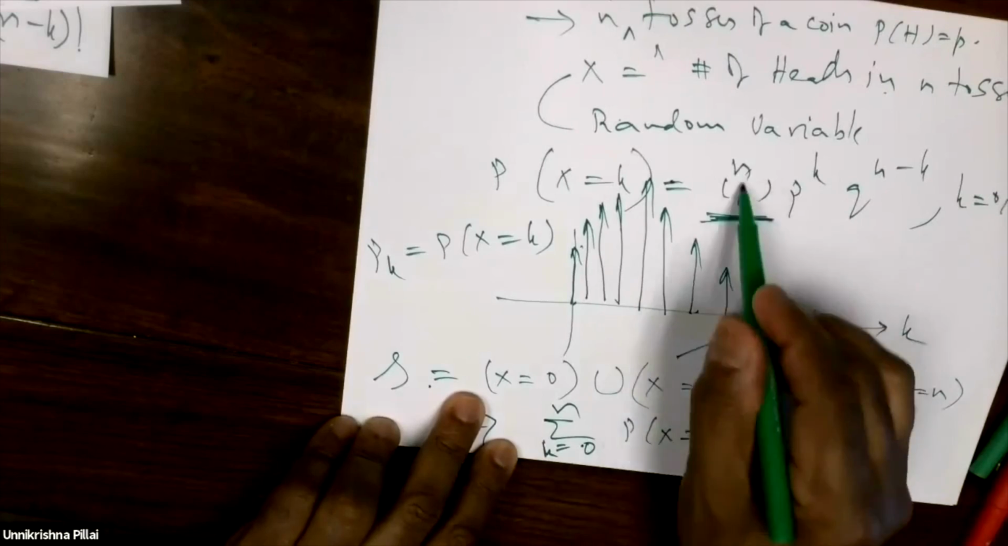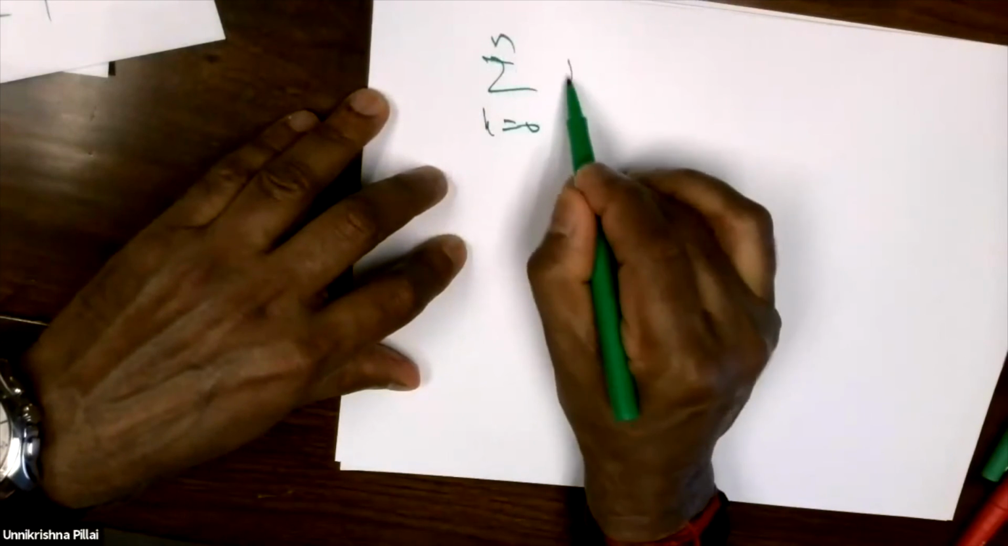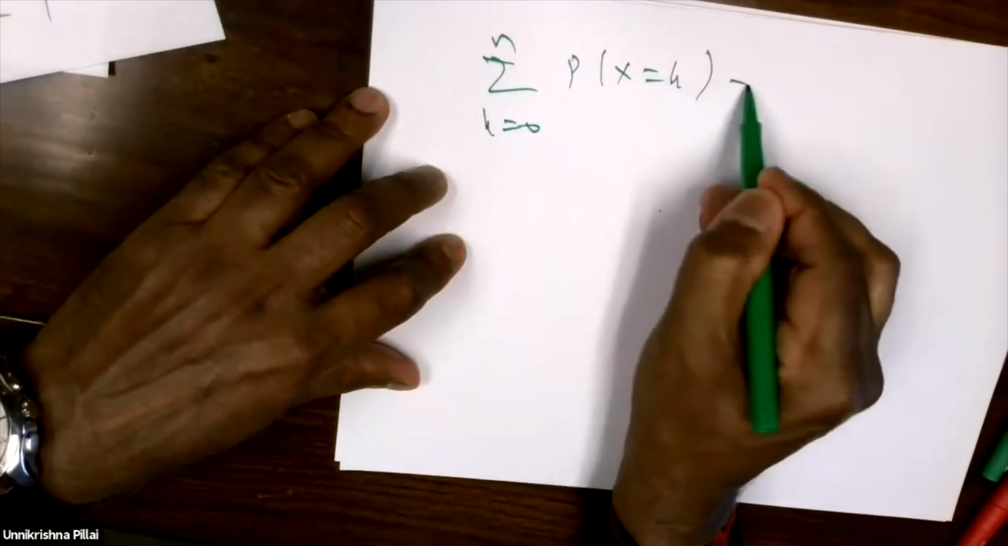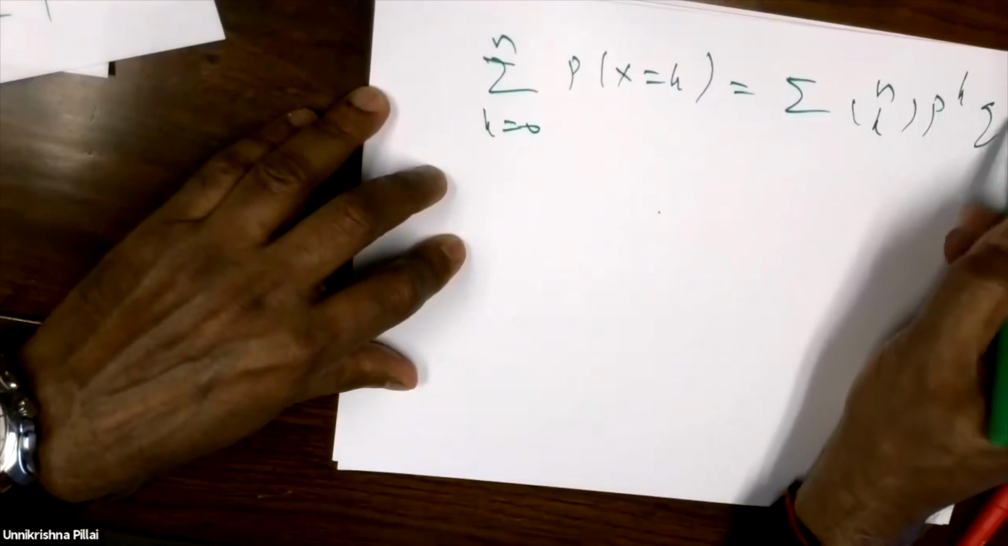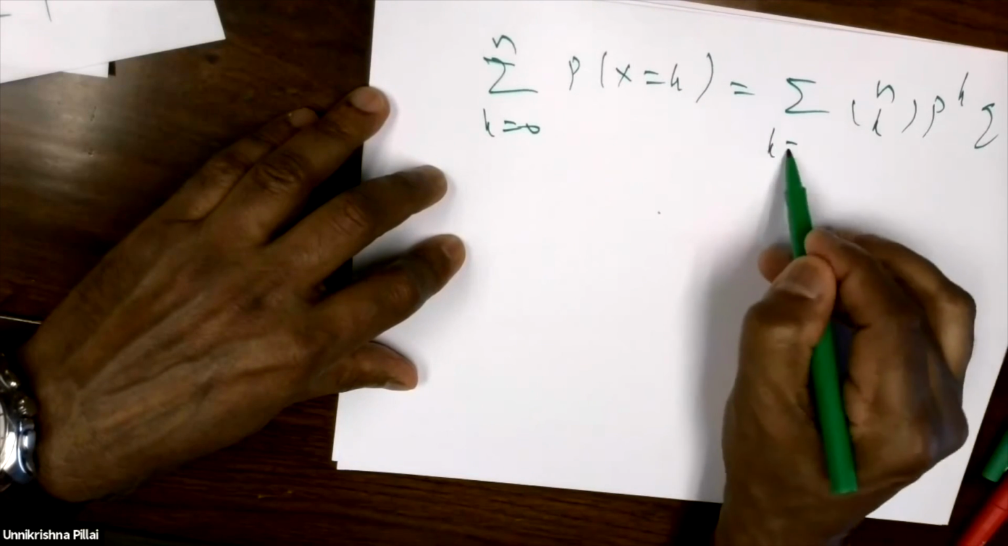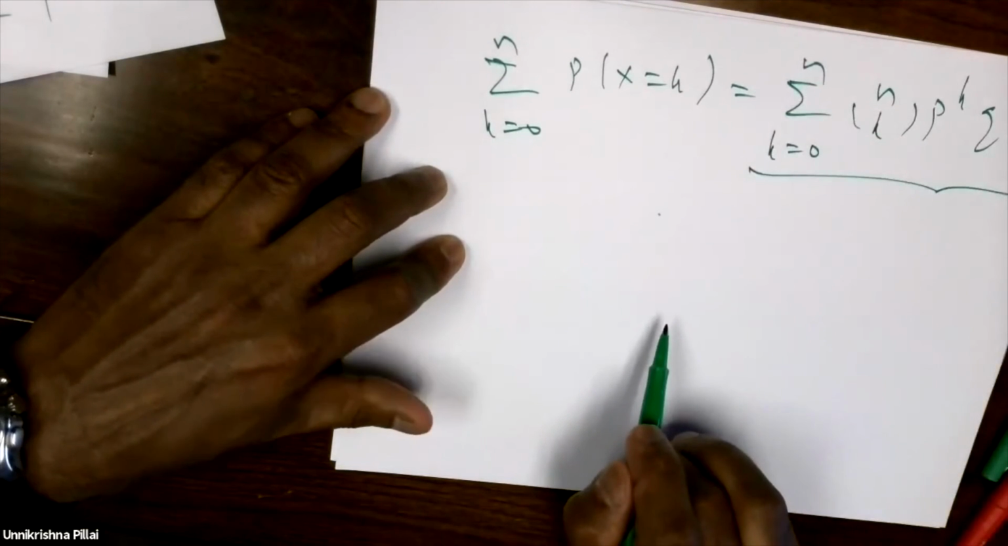Is this true? Let's plug in that formula. So we have summation k equal to 0 through n of the probability of X equal to k. That's a summation of n choose k, p to the power k, q to the power n minus k. Anybody know what this expansion represents? Anybody?